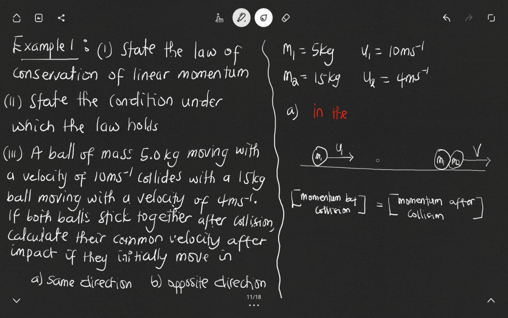Now, when they are moving in the opposite direction, we are going to have M2 here, also moving in this direction, having this U2. And then after collision, they will move in the same direction because the balls are sticking together. So this is the opposite direction. This is for B.